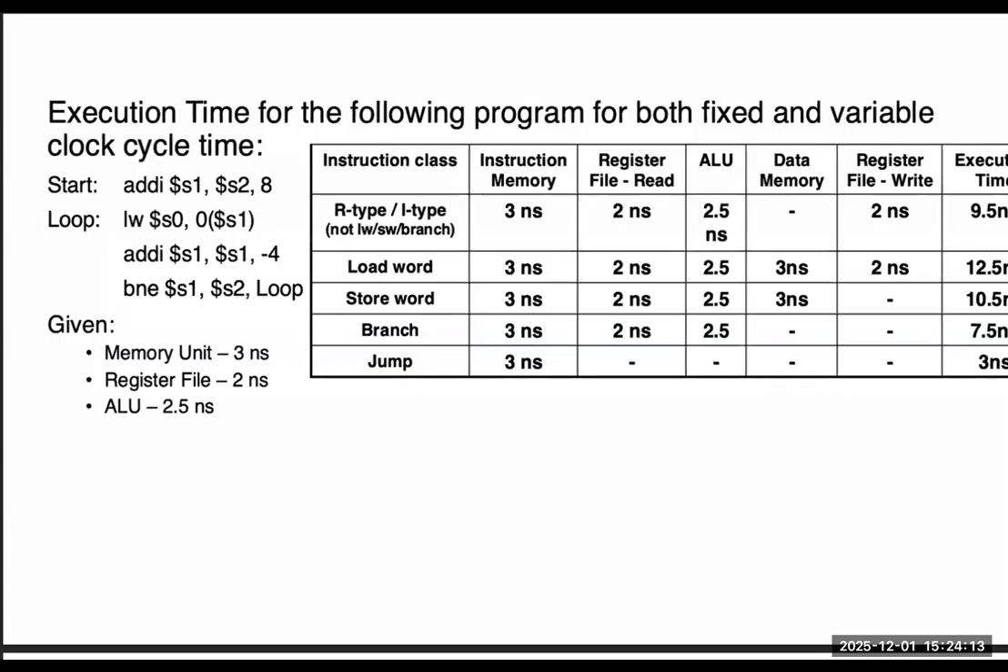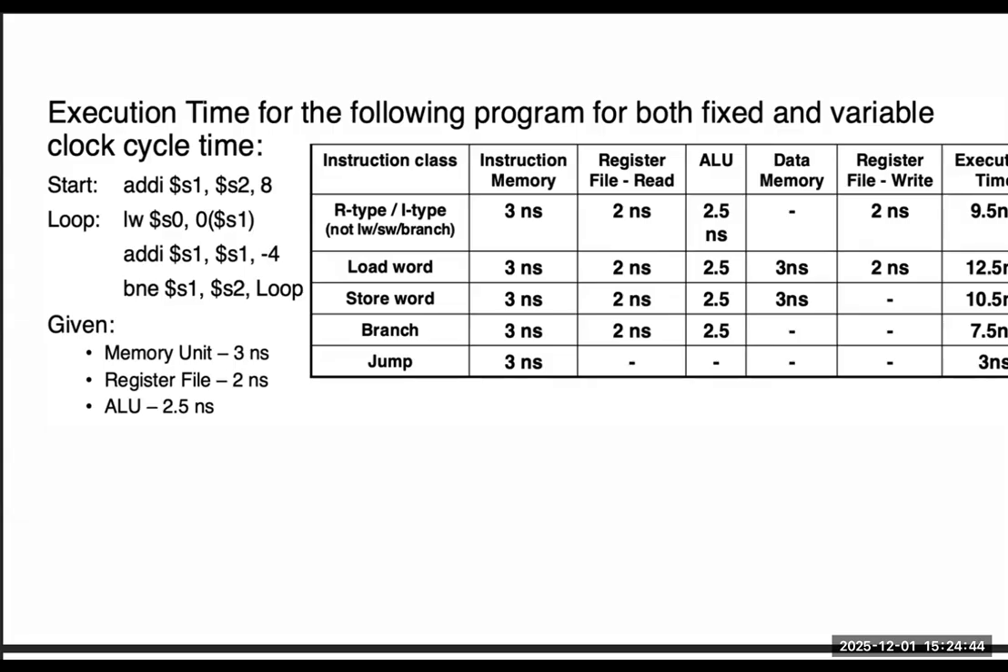Execution time for both fixed and variable clock cycle times. The clock period must accommodate the longest path. So R-type and I-type take 9.5, load word takes 12.5 nanoseconds, store word takes 10.5, and so on and so forth. But the longest is load word, so this is our clock period. 12.5 nanoseconds is our clock period. So in a single cycle, every instruction takes 12.5 nanoseconds.